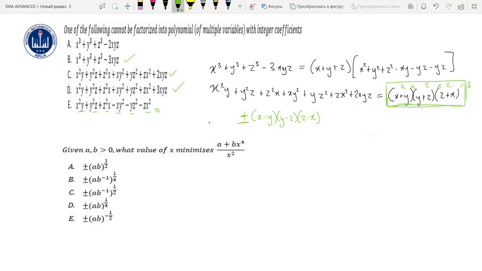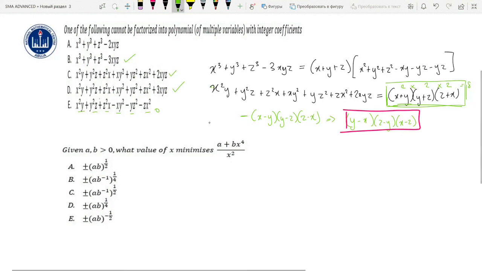But when you check it properly, you see that the one that works will be actually the negative of this. Or if you don't want the negative sign outside, you can just swap everything and get y minus x, z minus y, x minus z. So when we expand this out here, we actually get the fifth option. So it means the fifth option is not the answer.